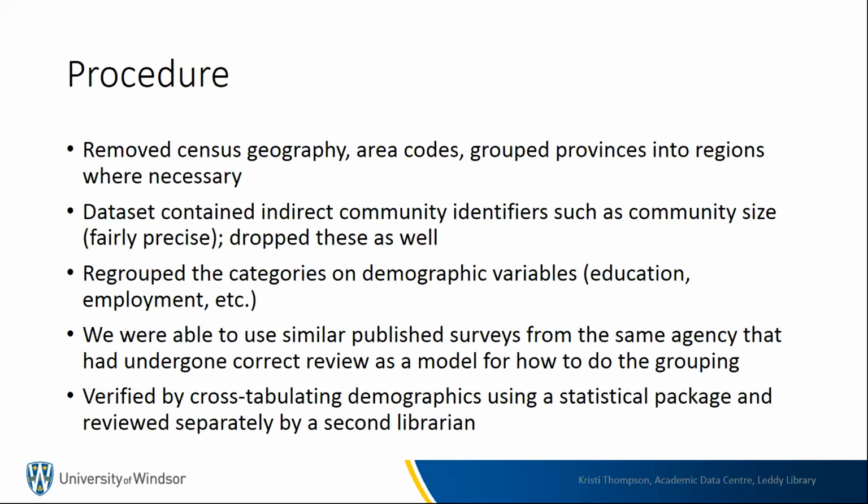So again, we turned that into just an urban-rural indicator. We regrouped the categories on demographic variables such as education and employment. Fortunately, in this particular case, we were able to use similar published surveys from the same agency that had undergone correct review as a model for how to do the grouping.